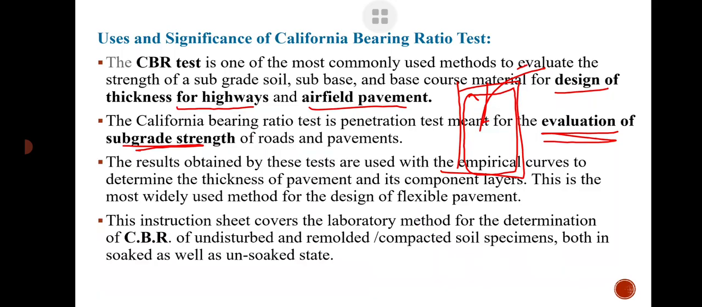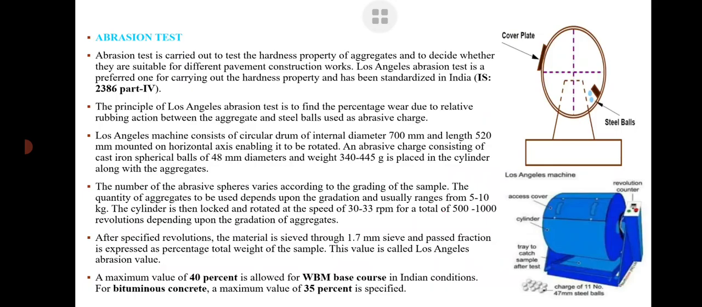Next we come to different tests. First we come to the abrasion test. Abrasion means the mutual rubbing action of aggregate, means we have to determine the hardness. Abrasion means mutual rubbing action. We have to here determine the hardness of the aggregate.